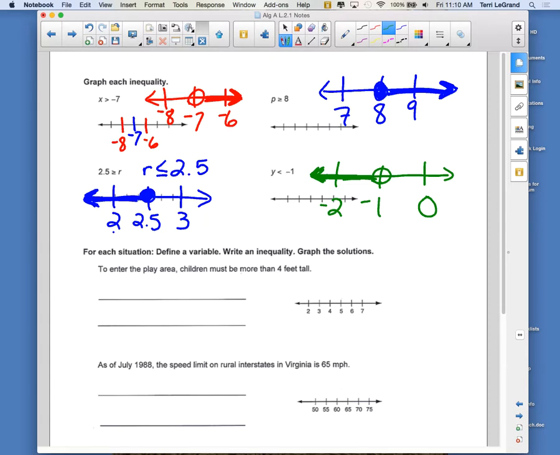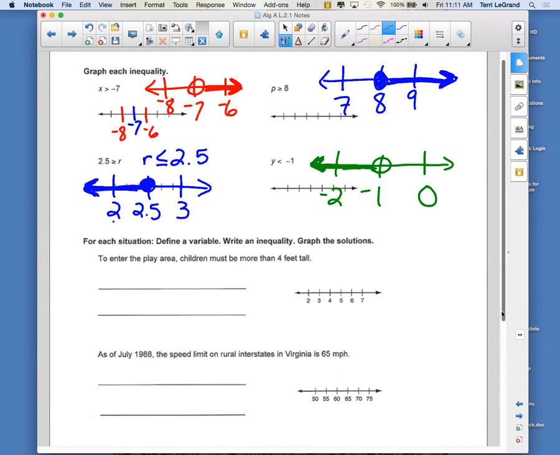When you're done, then you can look up and see if you and I agree, or if you need to challenge me. Y is less than -1, it says. So all the shaded numbers should be less than -1. So we have to have good number line sense in this chapter when we're working with inequalities because we will always graph them. Okay? Any questions? No.